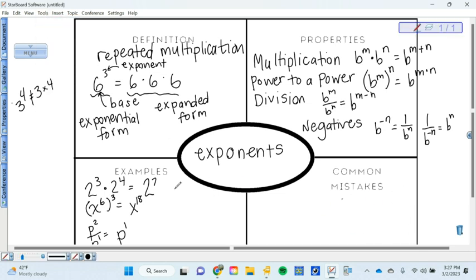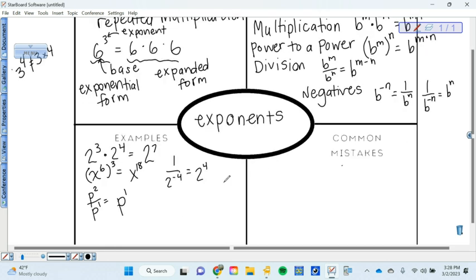So if I have 1 over 2 to the negative 4, what's that going to equal? Yes, 2 to the 4th. Okay, and if I have 3 to the negative 8th, what's that going to become? 1 over 3 to the 8th. Perfect. That's exactly it. Okay, it's not that bad. It's just kind of weird.